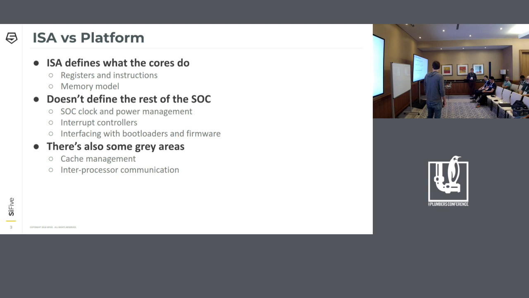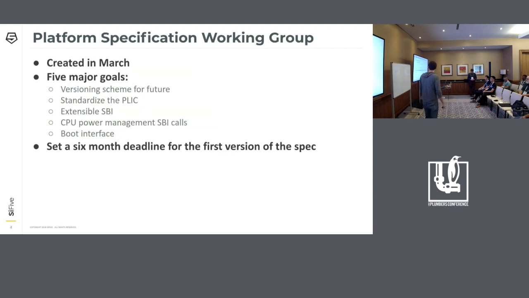So we're trying to nail down the simple stuff so we can at least share it, before we have a bunch of SoCs doing a bunch of different and not really that interesting things. There's a handful of things definitely on the list: interrupt stuff, bootloader interfaces. There are some gray areas. The cache management stuff has gone back and forth on whether it's an ISA thing or a platform thing. We'll figure that one out. IPIs: there are no IPIs in RISC-V. There are some platform spec mechanisms to get to them, and there may or may not be instructions at some point.